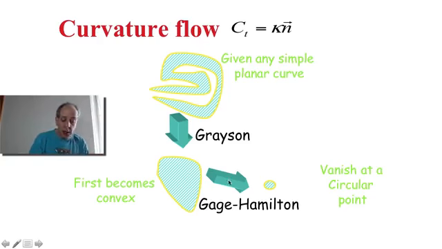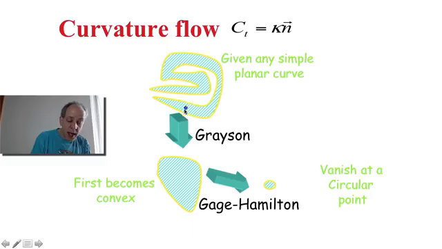Once it's convex, if you keep going, it starts rounding, and basically it ends in what's called a round point. So it will actually vanish. It will keep shrinking, going inside proportional to the curvature, and at the end it will look like a round point. If you dilate it all the time, if you just keep the area constant, you will see that it becomes rounder and rounder.